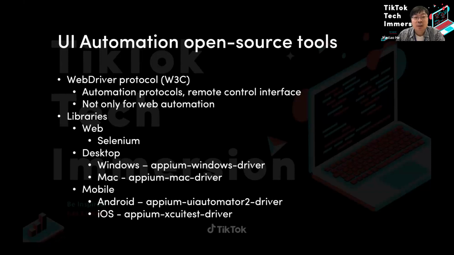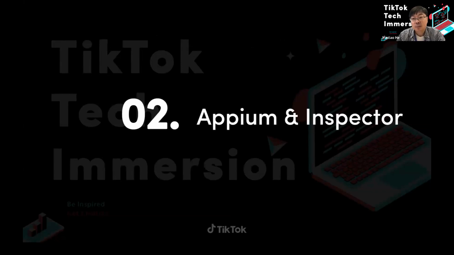We know Selenium is the library for web automation. In the beginning it was called WebDriver, but now WebDriver has been extended to support all the different platforms. For desktop, such as Windows, they have an Appium driver, and for Mac also. For mobile, today we will use the Appium automation tool driver to do the Android automation, and iOS is also supported. Yeah, these are the open source tools.